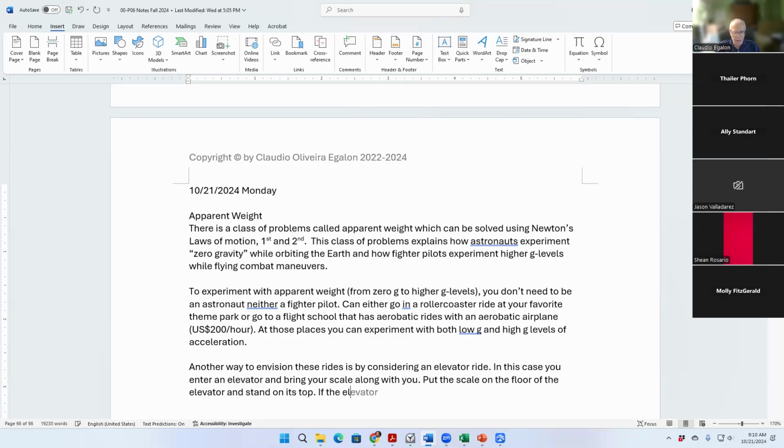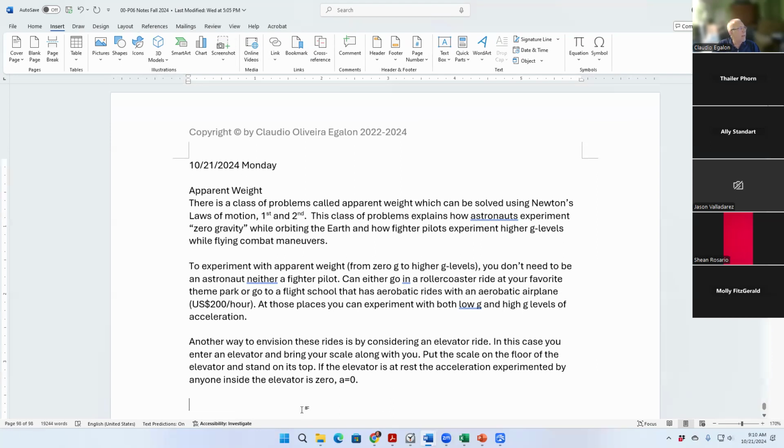If the elevator is at rest, and that's going to be our first example, the acceleration experienced by anyone inside the elevator is zero, right? It's zero. Okay, so that's where we get to do example number one.